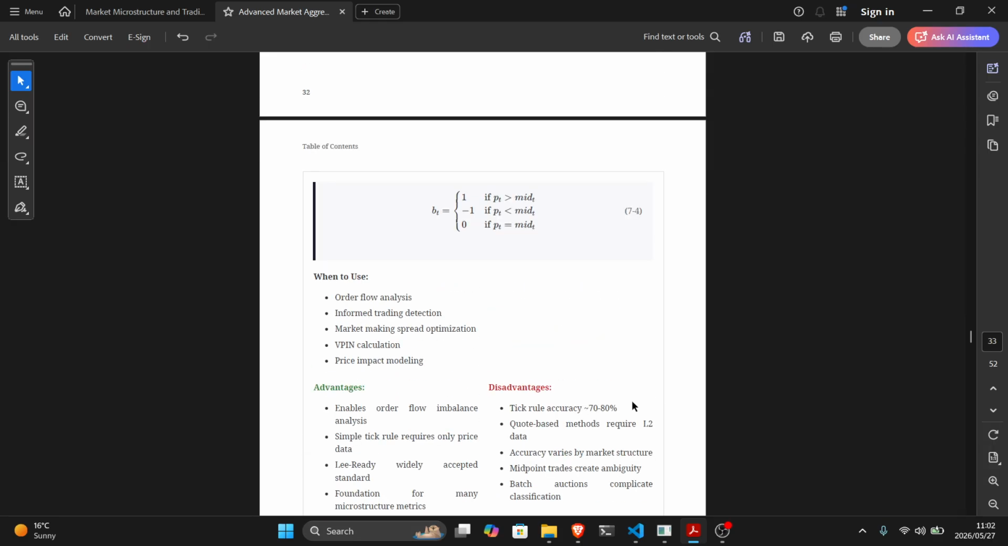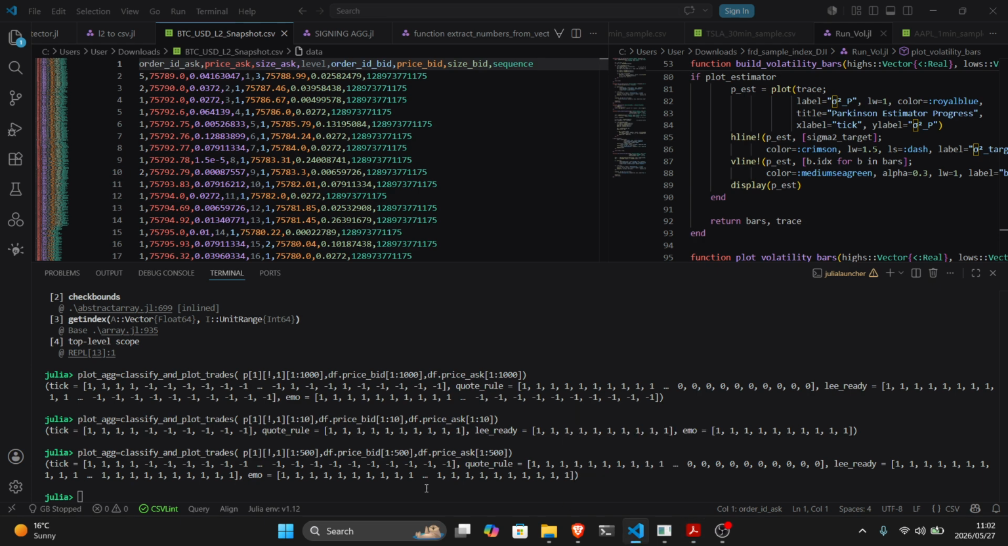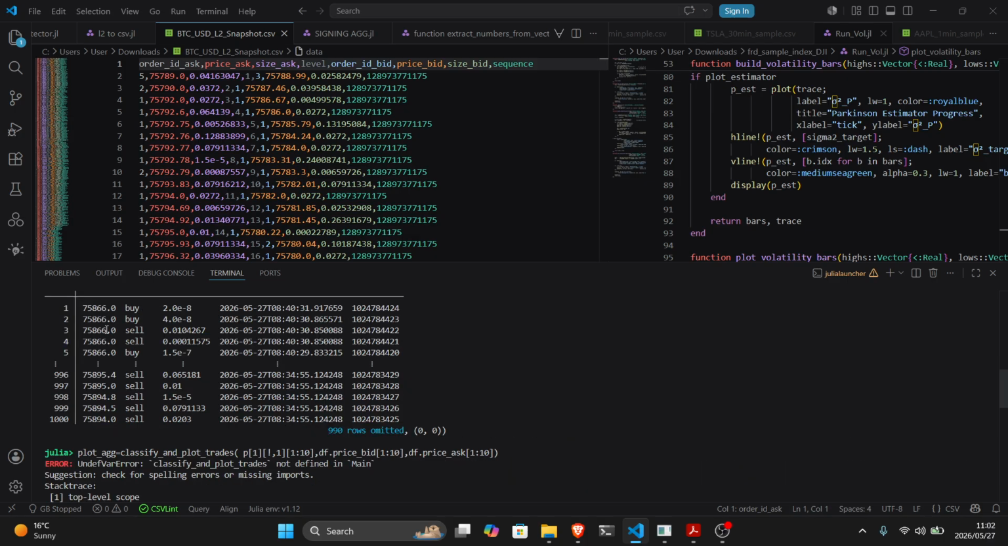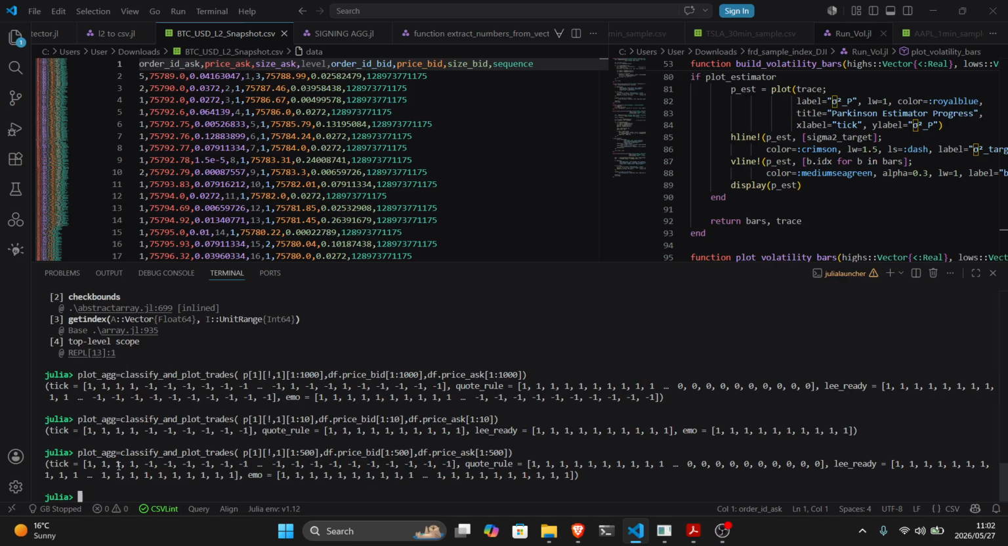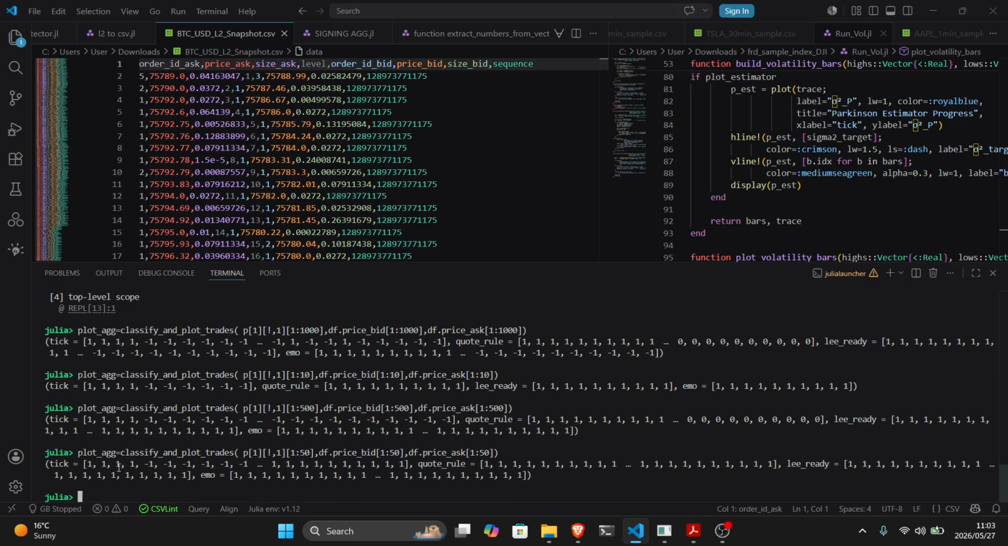Now let's get into the code. I'm going to be running this on my Bitcoin USD L2 data and the price data. Essentially, I'm going to run this on the first 50 entries, right? And I'm going to push it up incrementally.